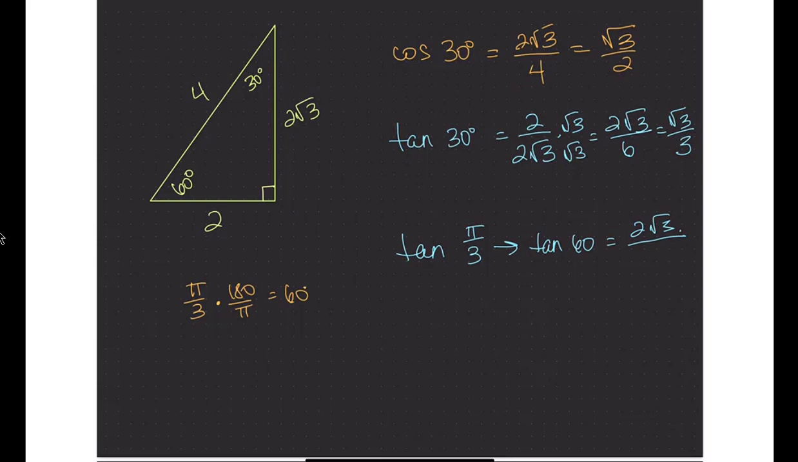And my adjacent is 2. And the square root of 2's cancel. Right? So sometimes I just give it to you as a picture. Not too bad? No. Alright.